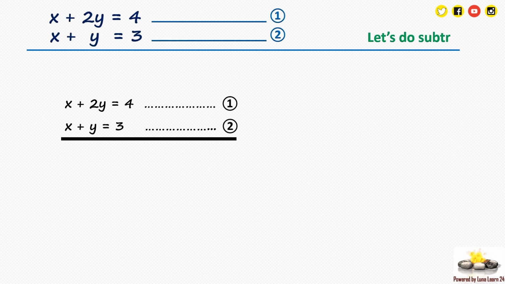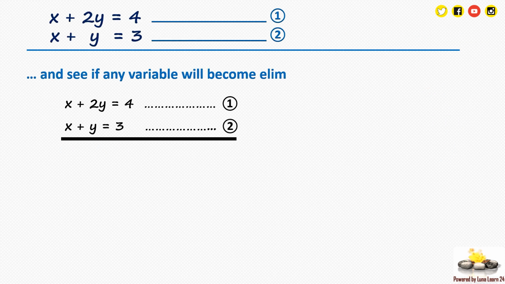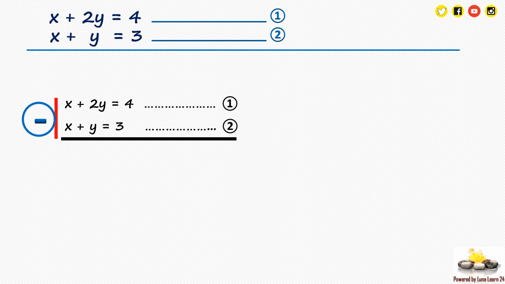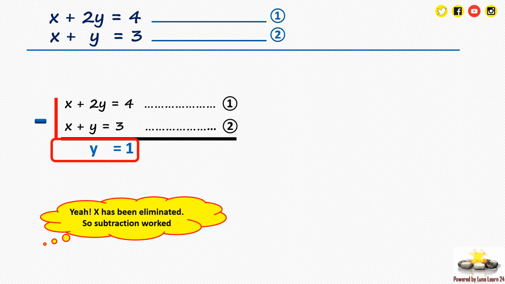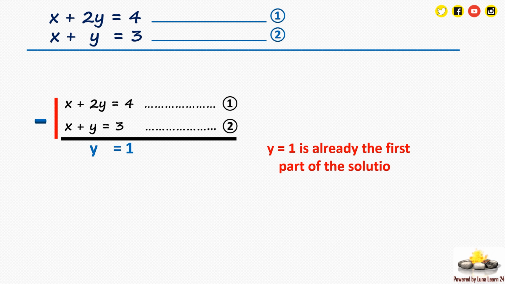Let's do subtraction and see if any variable will become eliminated. x minus x gives us 0. 2y minus y gives us y, or just 1y. 4 minus 3 gives us 1. Yes, x has been eliminated, so subtraction worked. y equals 1 is already the first part of the solution.